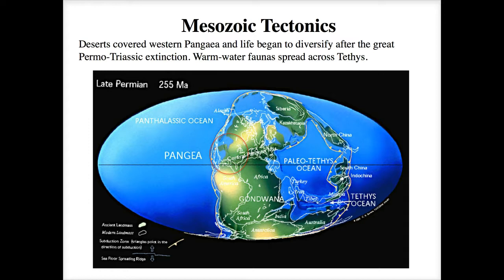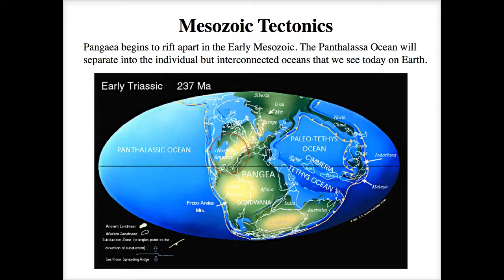So in the early part of the Mesozoic, shallow seas and deserts covered western Pangaea, and life, of course, was diversifying across this big landmass. When we move up into the early Triassic, we see that Pangaea is still intact, but it's starting to break up.